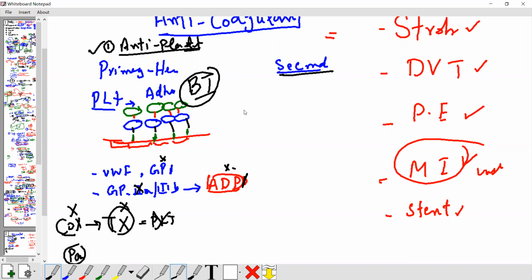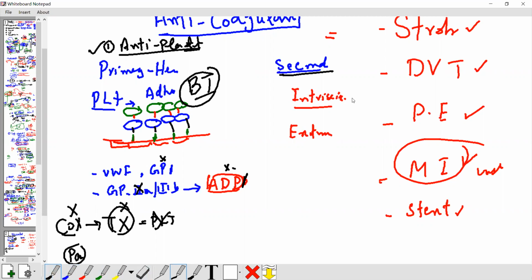The second, secondary hemostasis: we make the clot there on the platelet. To make the clot, we need to stop the clot. So we have two pathways. Number one, the intrinsic pathway. Number two, the extrinsic pathway.